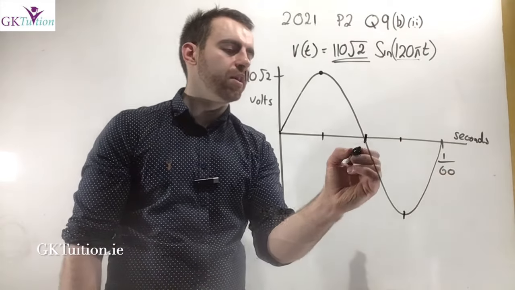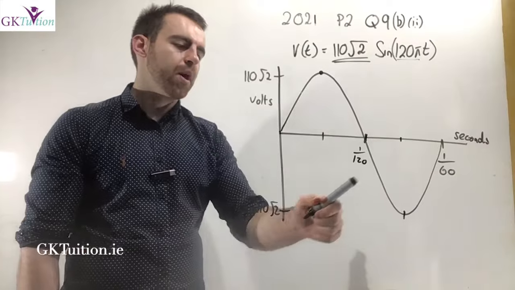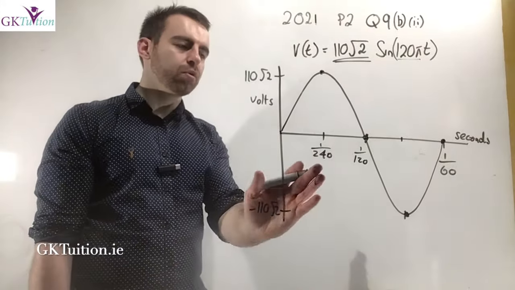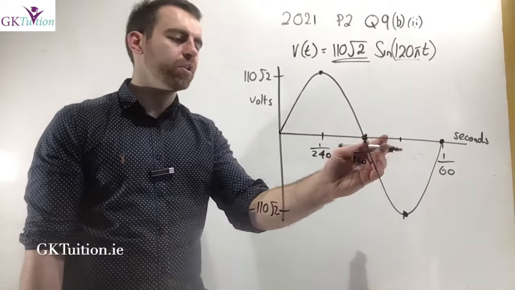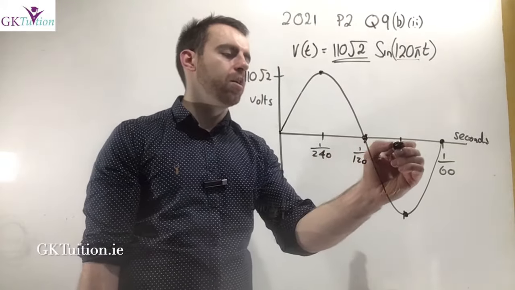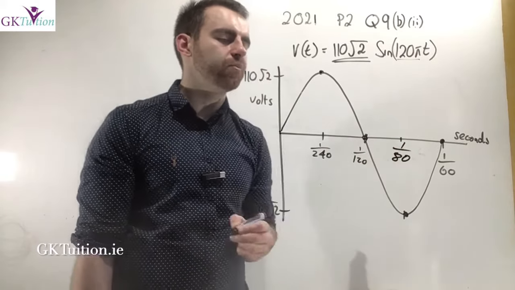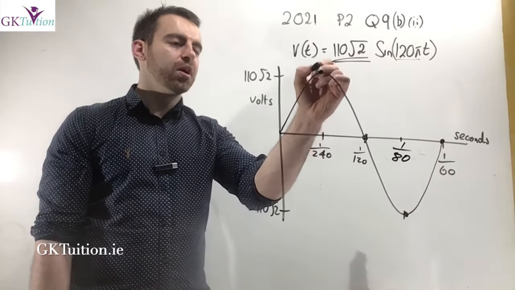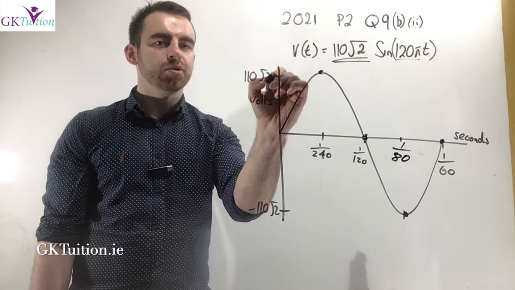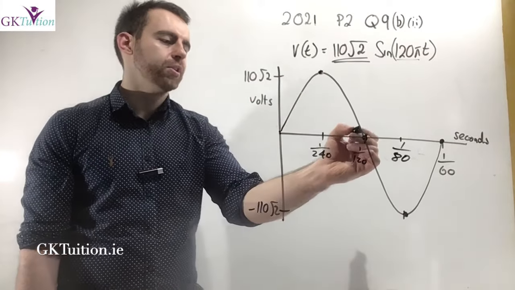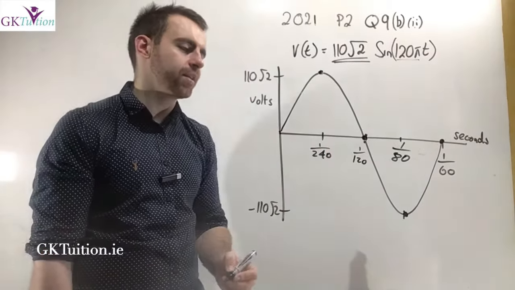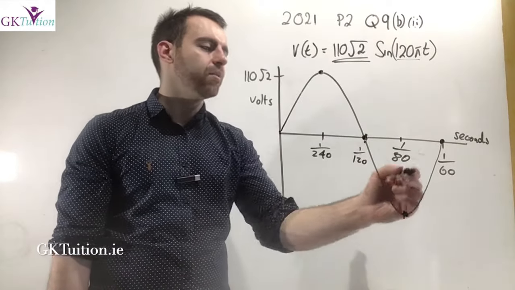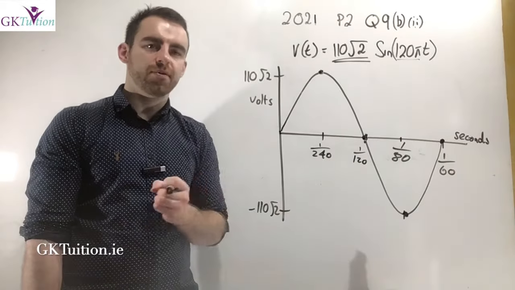Half of 1/60 is 1/120. Half of 1/120 is 1/240. And once we have 1/4 of the period, we can work out 3/4 of the period. We multiply this by 3, 1/240 multiplied by 3 gives me 1/80. Now, my examiner can clearly see I've labelled where the maximum is, and it corresponds to 110 root 2 and 1/240. I've labelled the first time it intersects the axis, and I've labelled the minimum here, it clearly corresponds to these values. So for a sketch, I'm going to get my full marks for that.